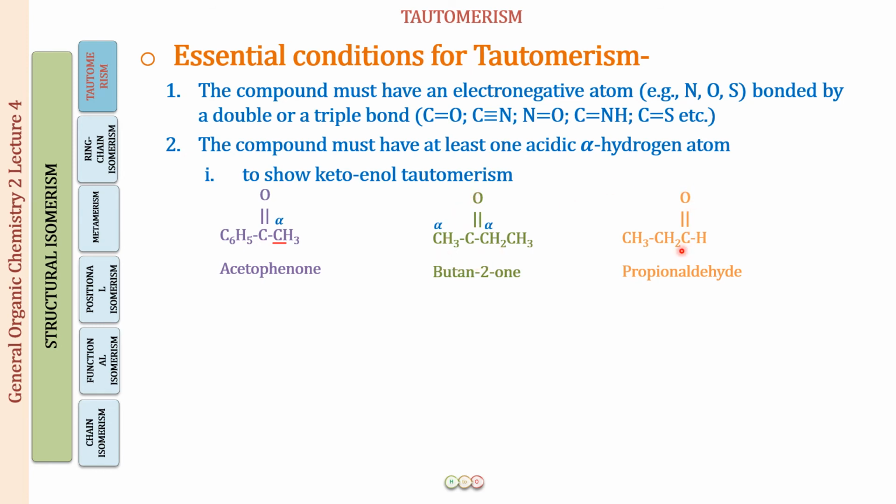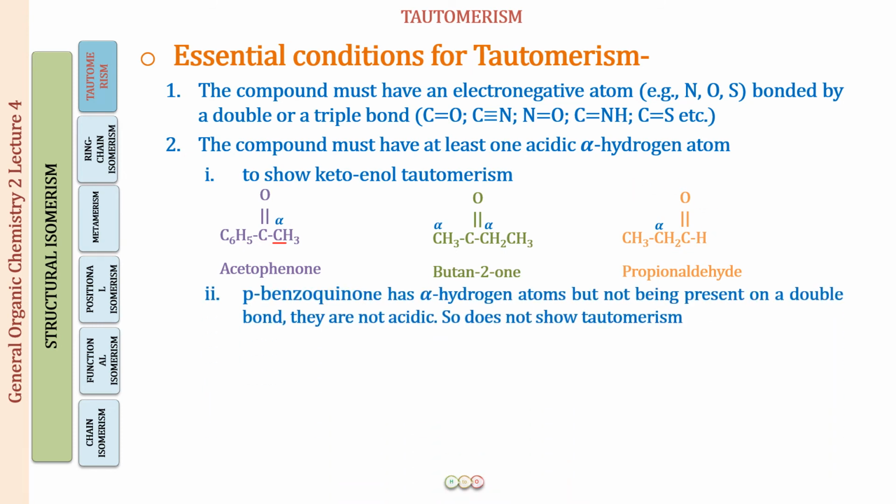Next, we have propionaldehyde. So in this, is there any alpha hydrogen present? Yes, there is an alpha hydrogen present. So you can see the carbon next to the functional group is the alpha carbon. These are going to be the alpha hydrogens. So again, both the conditions are satisfied. So this compound will also be showing tautomerism.